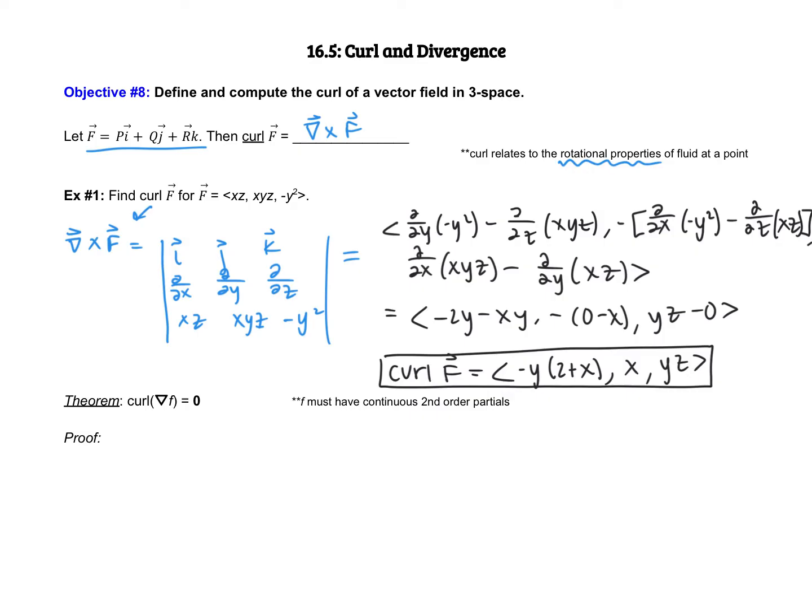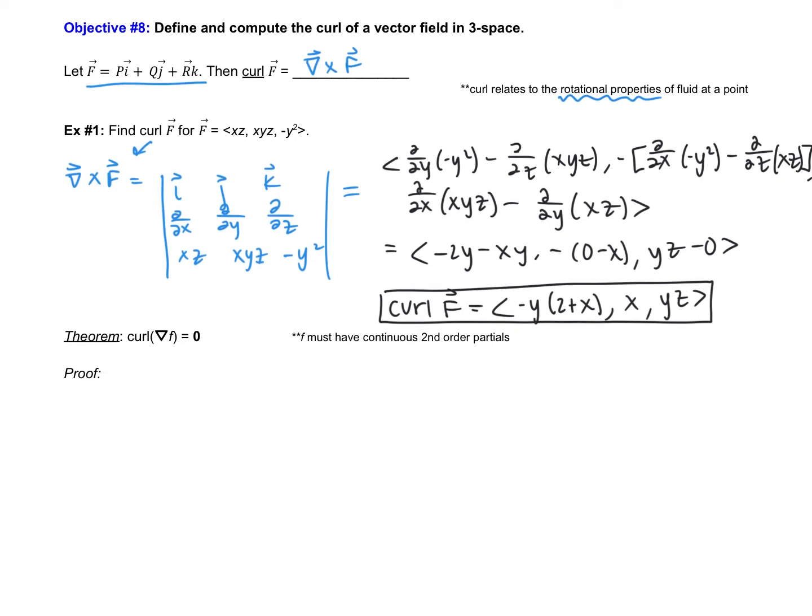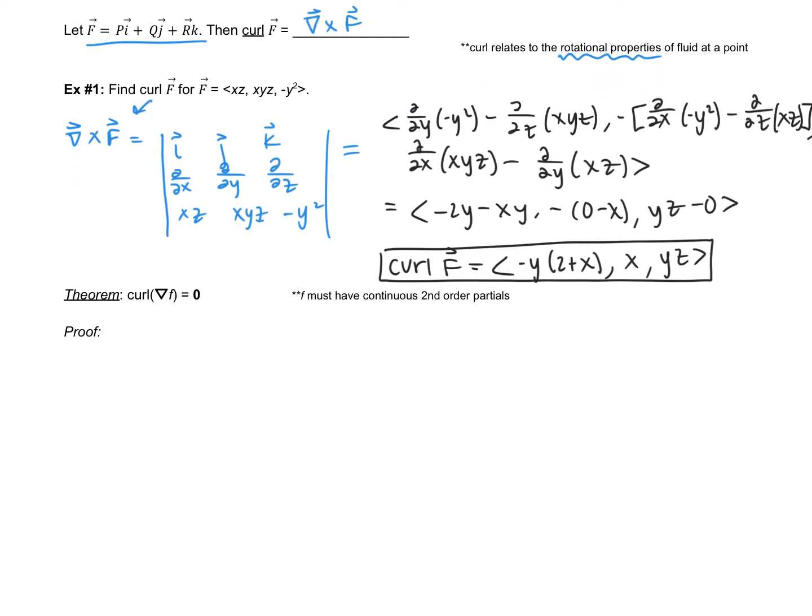Okay, so let's move on to a theorem that involves curl. The theorem is that the curl of the gradient of some function f is going to give us the 0 vector. That's why that 0 is bolded: it's going to give us the 0 vector. We haven't done a proof in a little bit, so we're going to prove this. Now, note this note to the side: f, of course, must have continuous second-order partials. Okay, so let's jump into this proof.